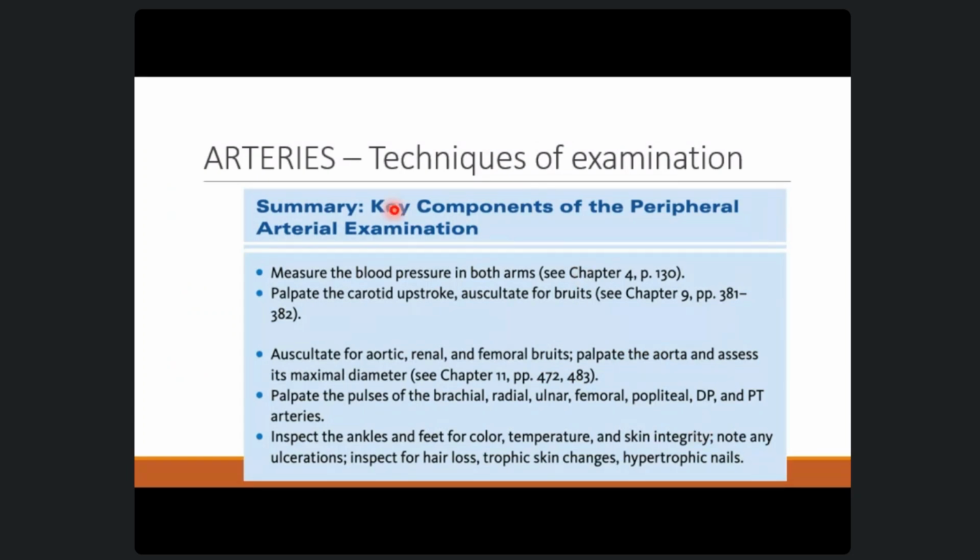So here are the key components for your peripheral artery examination. Of course, aside from your ABI, you also need to do blood pressure taking in both arms. Who knows, they may have renal artery disease or poorly controlled hypertension. Check also the carotid upstroke, auscultate for bruits, in the neck or even the femoral area, palpate the pulses, and inspect the ankles and feet for color, temperature, and skin integrity. Check also for ulcerations, hair loss, and hypertrophic nails.